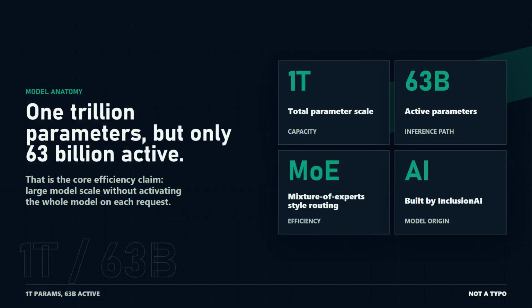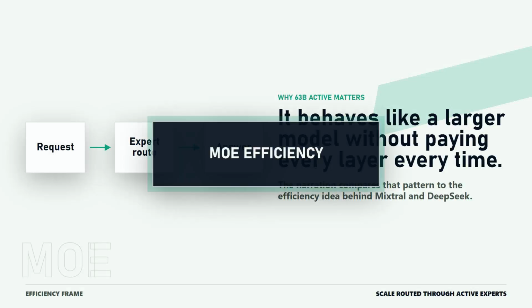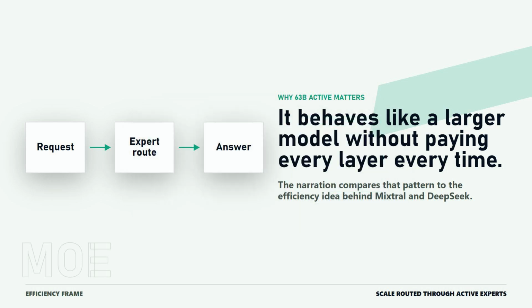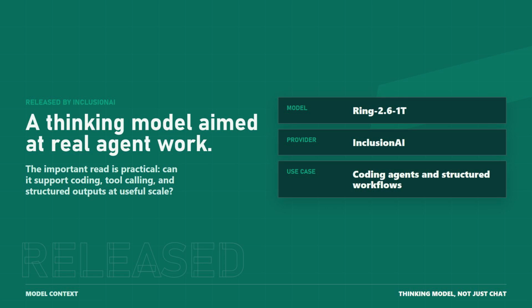1 trillion parameters, but only 63 billion active. That's not a typo. Ring 2.621T is a thinking model from InclusionAI, released recently. It's a 1 trillion parameter scale model, but here's the kicker. Only 63 billion parameters are active at inference time. That's the same MOE type efficiency we've seen from Mixtral and DeepSeek.